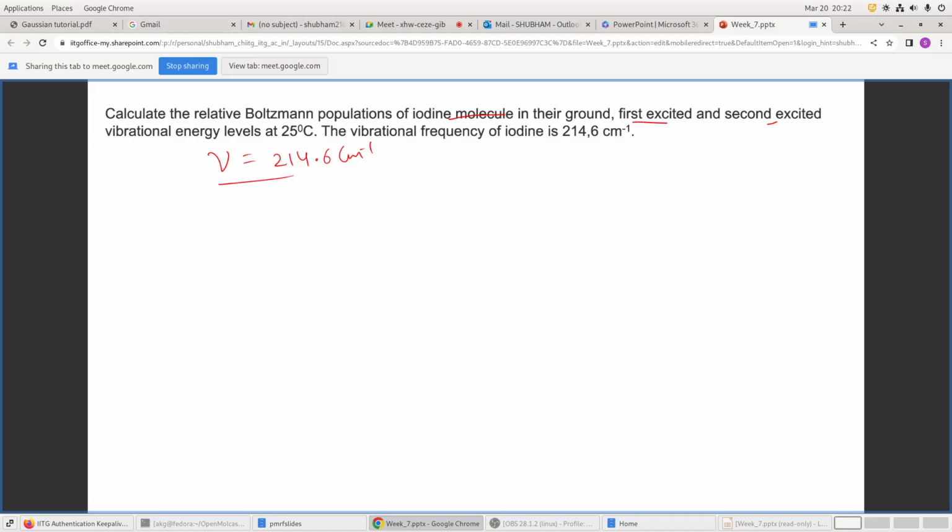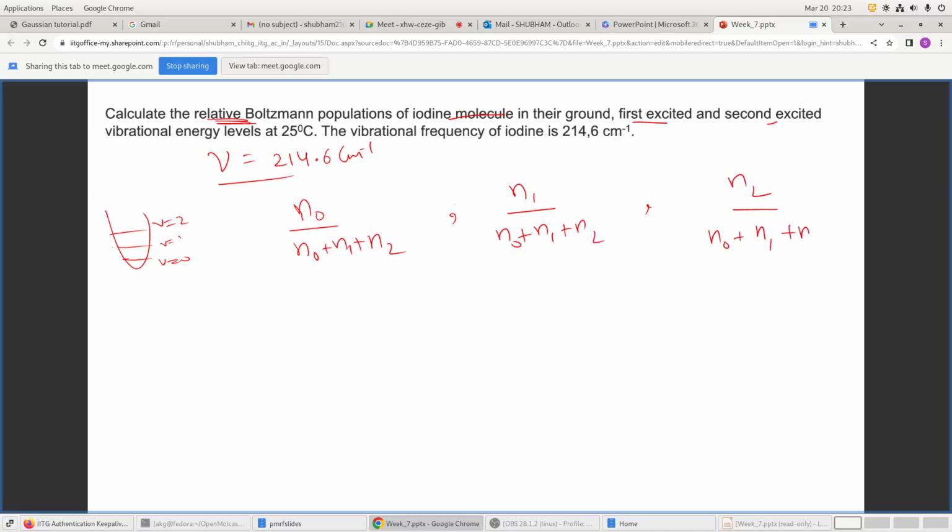So again this nu is given and we need to calculate the relative Boltzmann populations of the iodine molecule in the ground, first excited and second excited states. They are asking for the relative populations. The relative population of N0 will be N0 divided by N0 plus N1 plus N2, for N1 this will be N1 divided by N0 plus N1 plus N2, and for the second excited state this will be N2 divided by N0 plus N1 plus N2. So these three quantities we need to calculate.